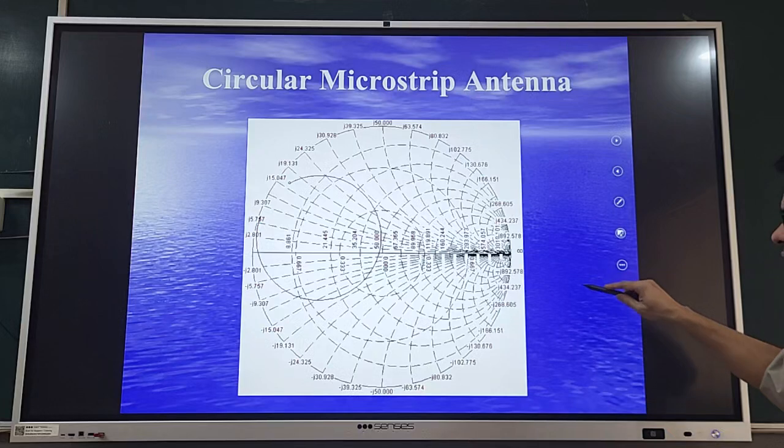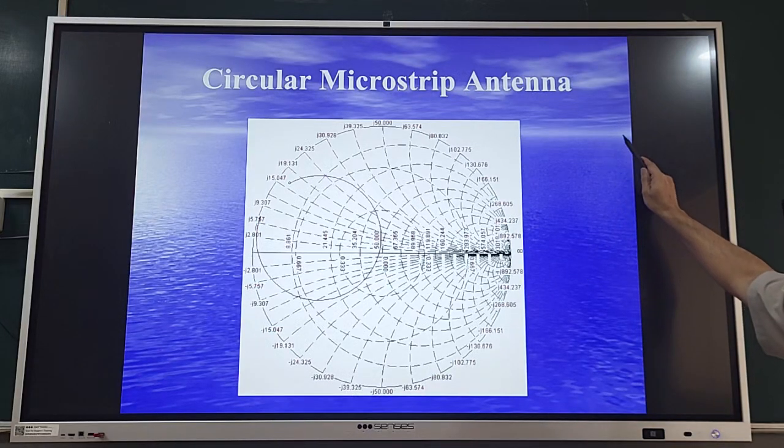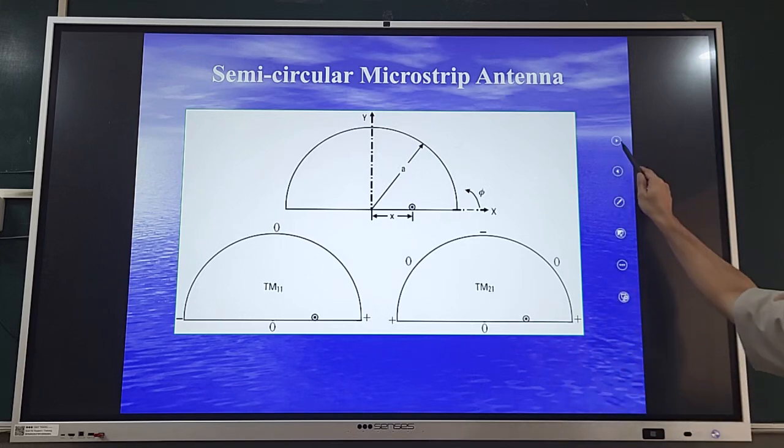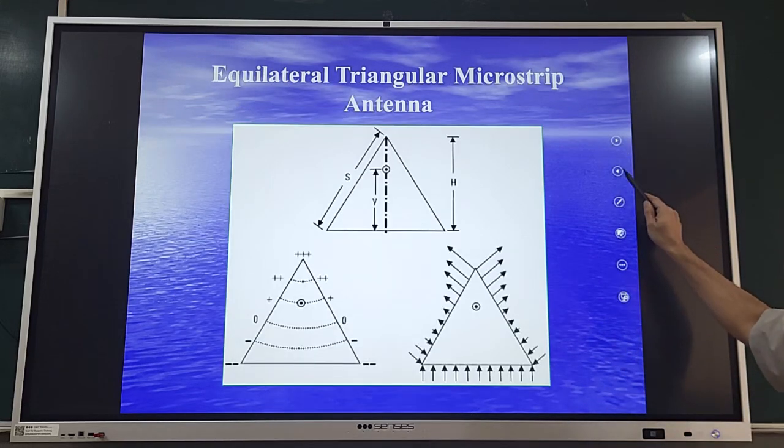This is the Smith chart, as I have already told you, for rectangular geometry. So with this we complete your rectangular patch also.